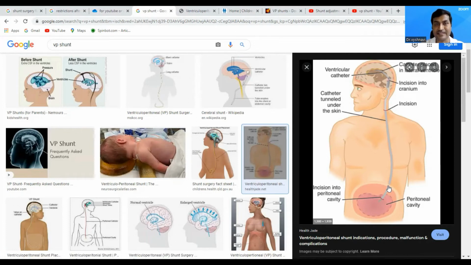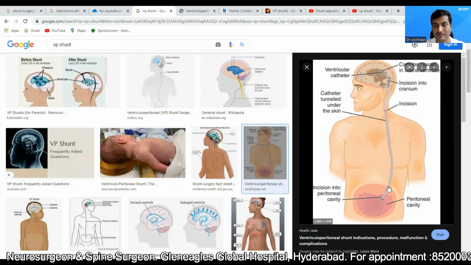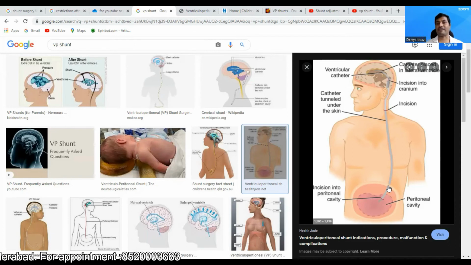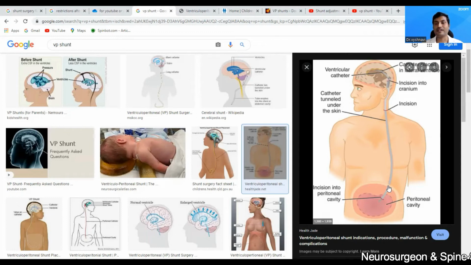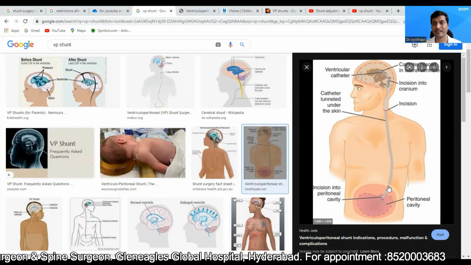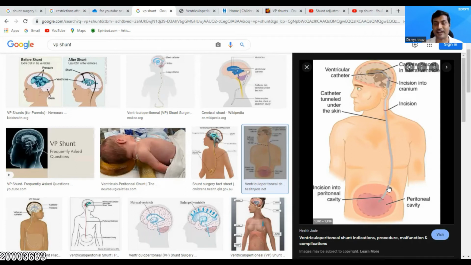Sometimes what happens is the shunt overdrains. That is, even when the CSF, the fluid within the brain, is not excessive, the fluid tends to drain into the peritoneal cavity. So this is known as overdrainage. To prevent this overdrainage, we have two systems available in the Indian market. One kind of system is known as the programmable shunt. The second kind of system is known as the anti-siphon device. What are they?